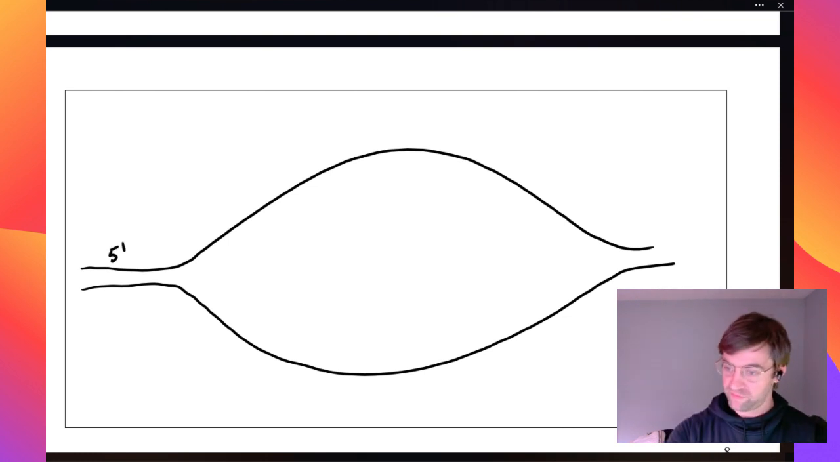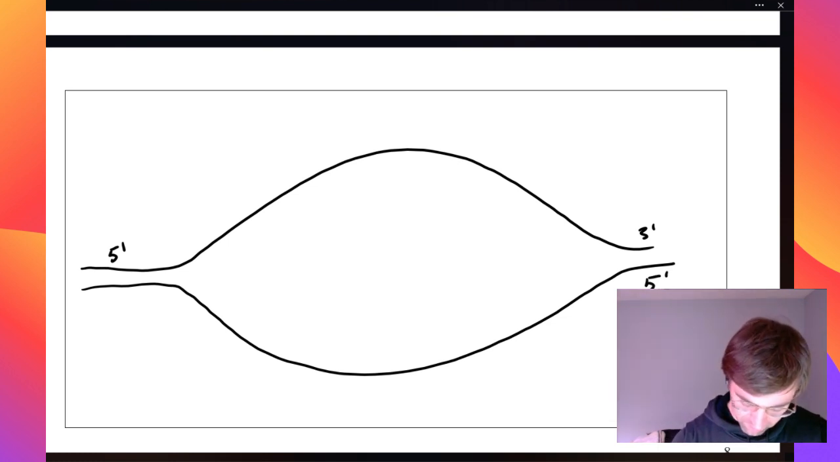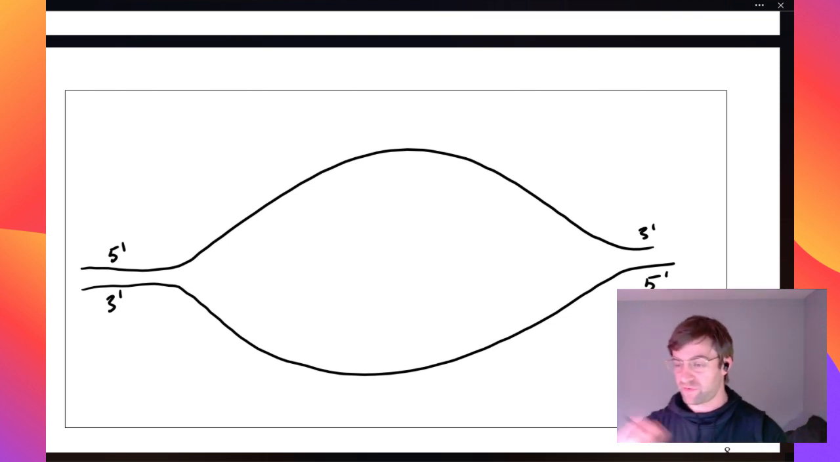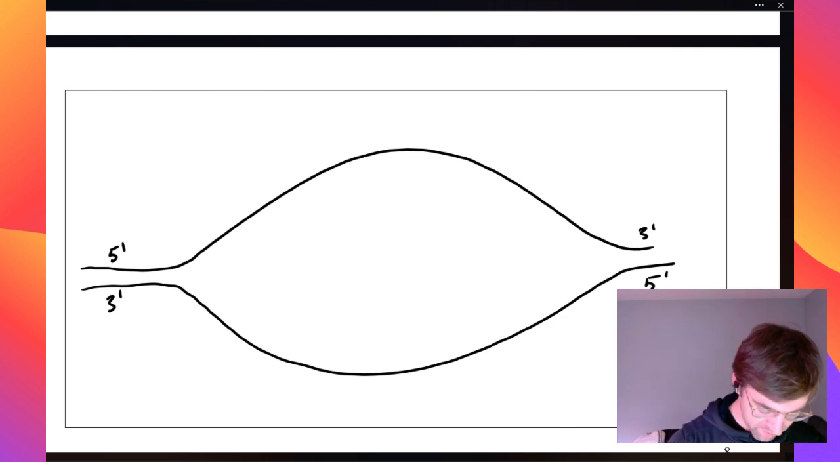5' defines one end. 3' would be the other end. Now DNA is anti-parallel, and that means that they're facing opposite ends, basically. Where one starts, the other begins. And then we have our base pairing between them.